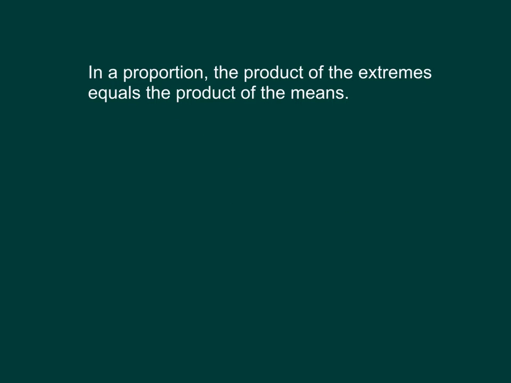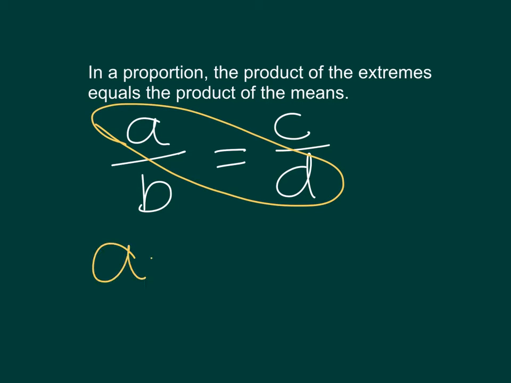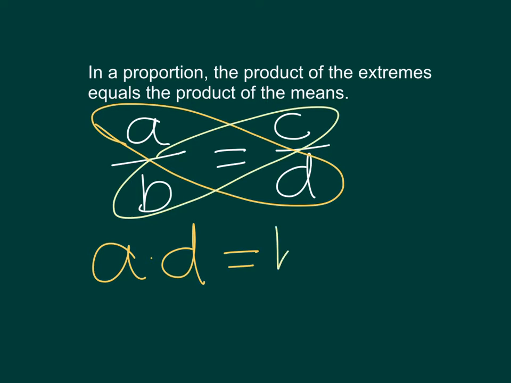The product property tells us that in a proportion, the product of the extremes equals the product of the means. So for example, if we have that same one, A over B equals C over D, the product of the extremes, A times D, equals the product of the means, B times C. So again, if this ends up being a true statement, then that proportion is in fact true.